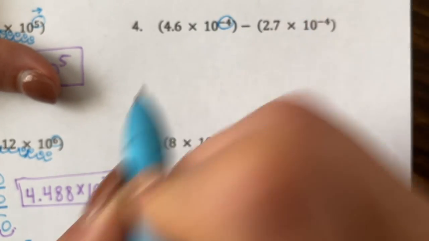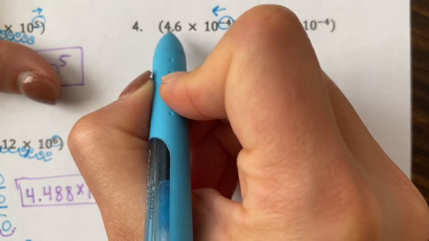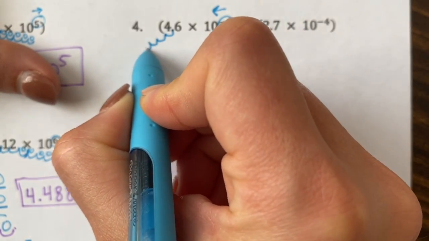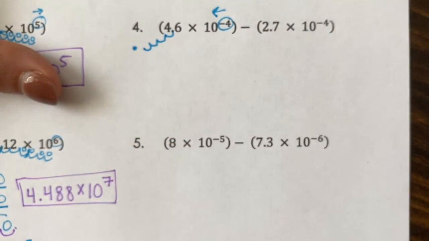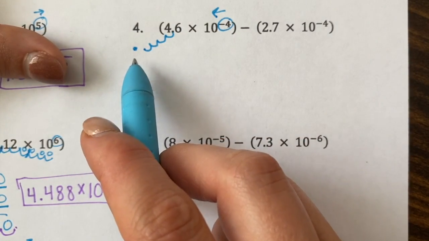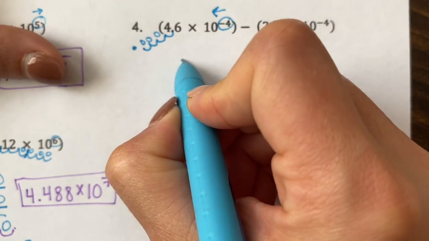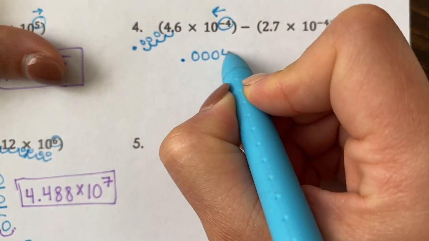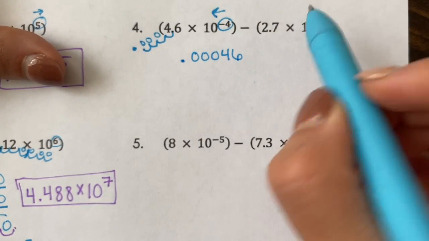All right, so negative 4 means we are going to move this 4 to the left. So 1, 2, 3, 4. Do not forget, this is the biggest part. You are moving your decimal. So it's not between the 4 and the 6 anymore. It's all the way at the front. And there's 1, 2, 3 blanks. So your new number is 0.00046.